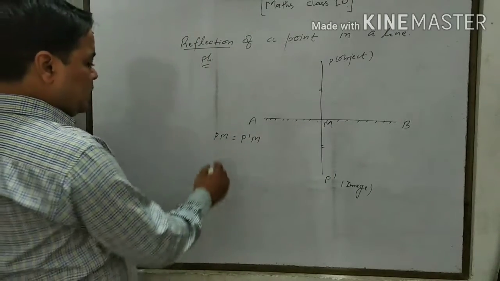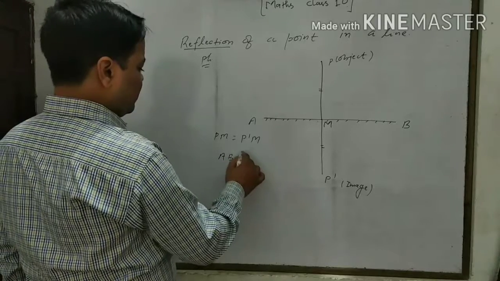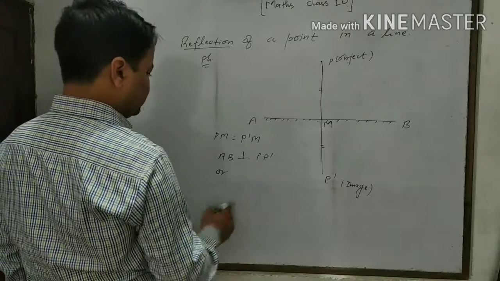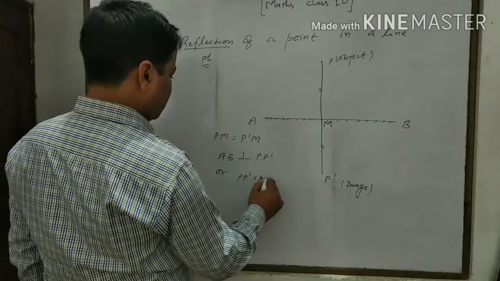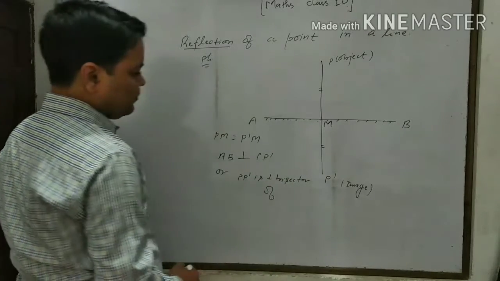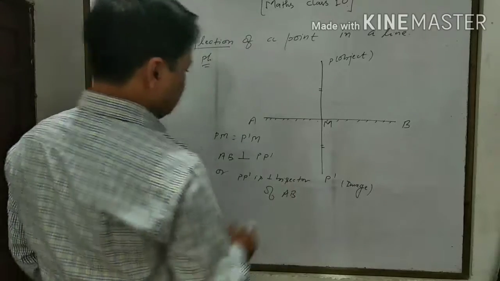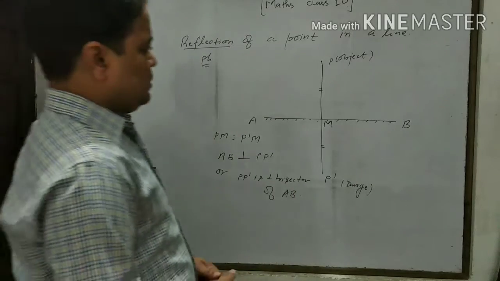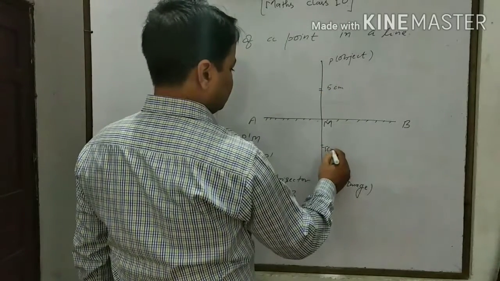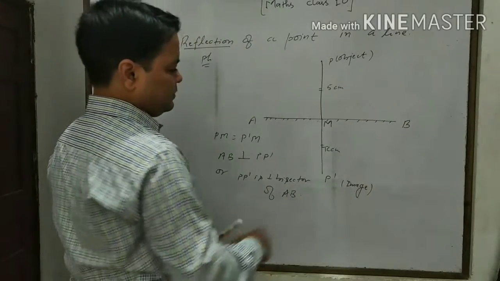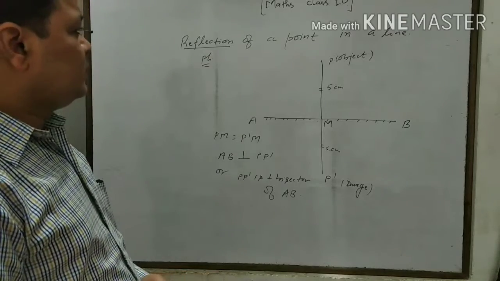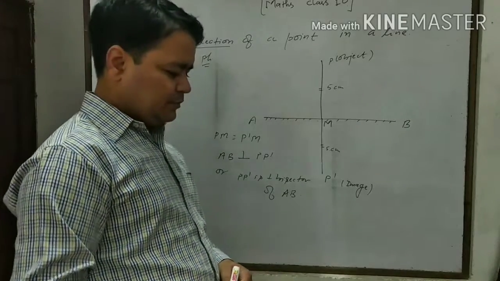And here AB is perpendicular to PP dash, or we can say AB is the perpendicular bisector of PP dash. It means if this distance is 5 centimeter, then this is also 5 centimeter. We use this concept during the reflection.